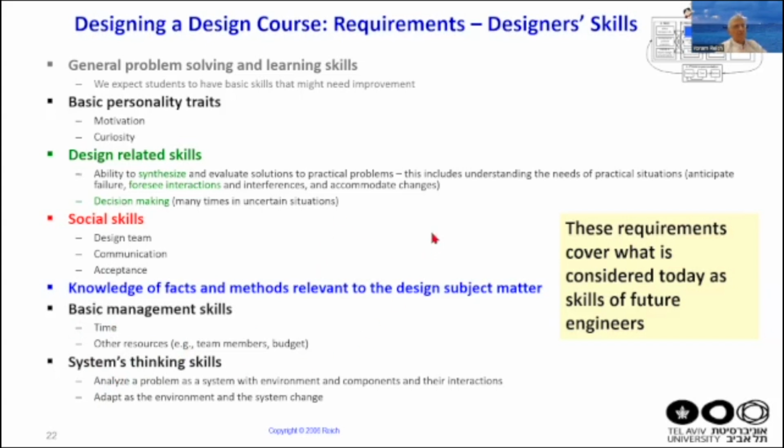Really, if you look at what people think today about the requirements of the future skills of engineers, these things cover everything. So nothing has changed in the last, I would say, almost 20 years, in spite of the fact that people come back and rediscover these necessary skills.